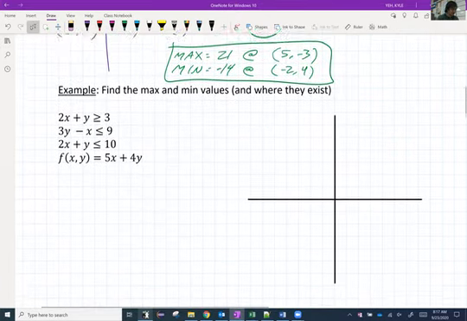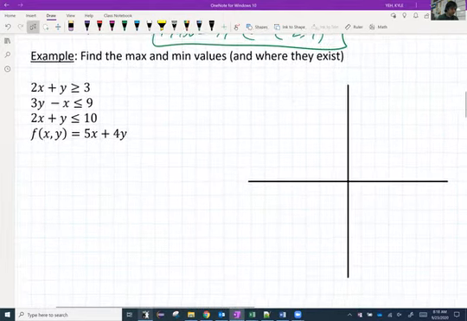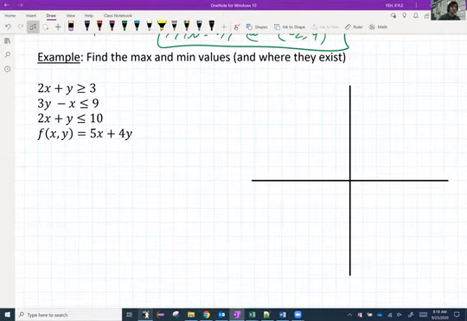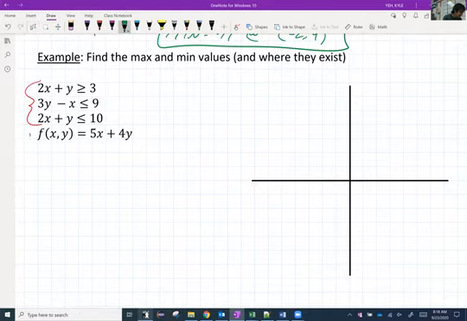So here's the next one. Same instructions, basically find the max and min values and where they exist. And so once again, we have our 3 constraints, and then we have our objective function. So I'm going to start by graphing my constraints. I'm going to get this into slope-intercept form.